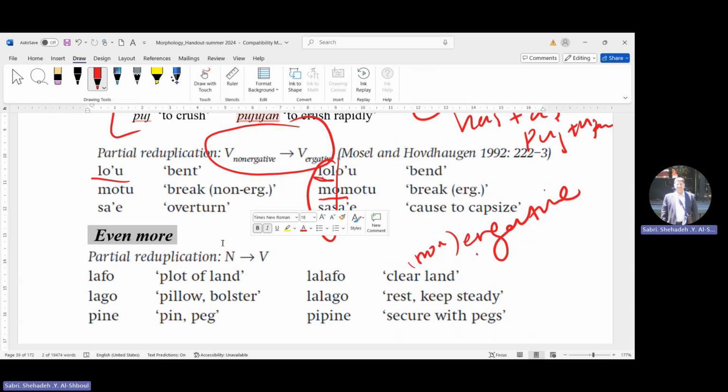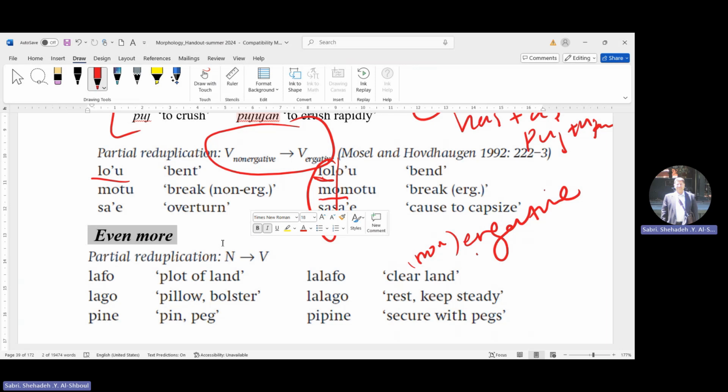So ergative verbs, typically speaking, are the verbs that can be used both transitively with a direct object and intransitively without a direct object, where the subject of the intransitive verb corresponds to the object of the transitive verb. For example, a transitive: she broke the glass. So the object is the glass, and you say the glass broke.